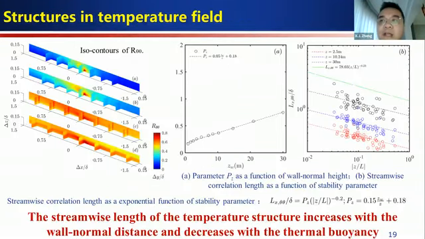Through the autocorrelation of temperature fluctuations, we quantitatively analyzed the scale variation of the large-scale structure in temperature field. The results show that the streamwise scale of the temperature structure increases with the wall normal height and decreases with the thermal buoyancy.